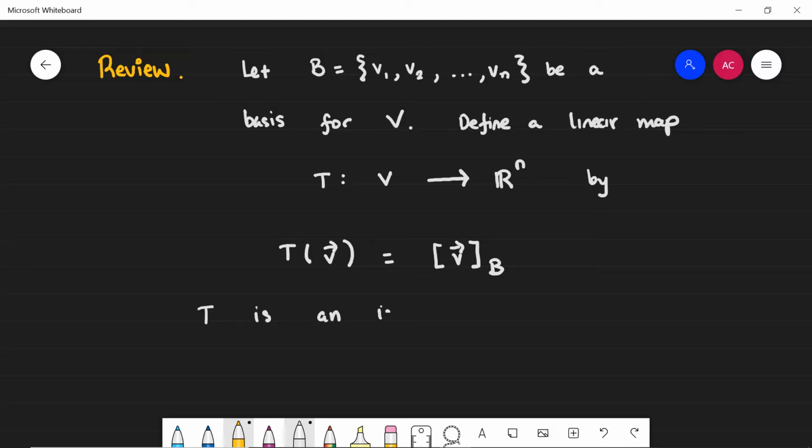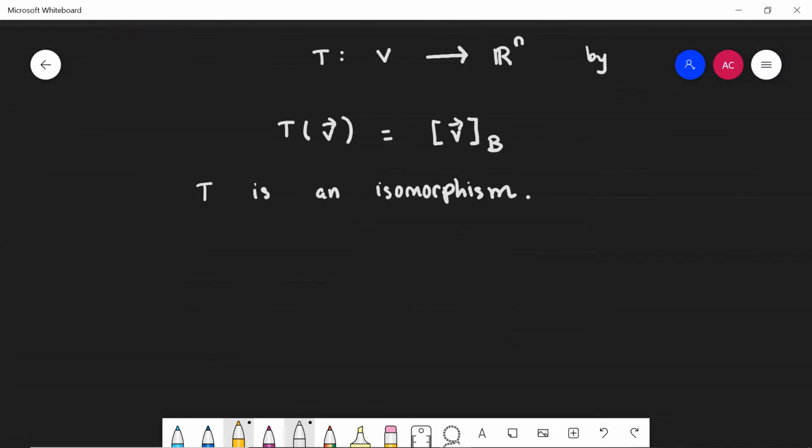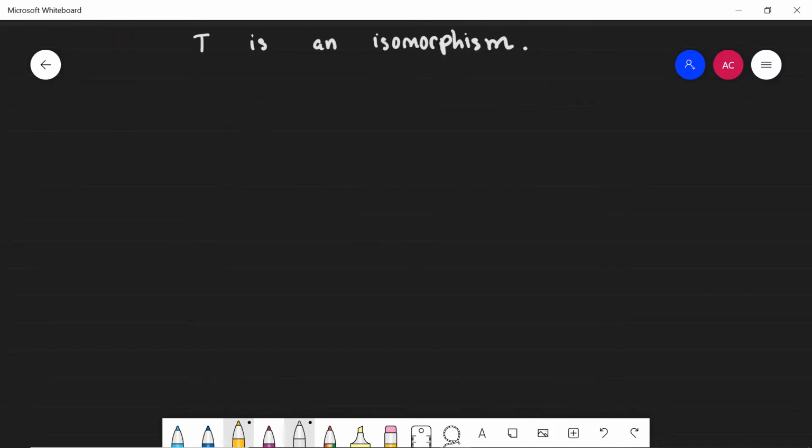Now it turns out that T is an isomorphism, and we showed this in class. I believe it was on Friday, maybe. So T is an isomorphism. In this sense, any vector space that has a dimension of n is going to be isomorphic to Rn. We have to understand that in order to get started with this new topic of matrix representations. That's what we're going to talk about today.